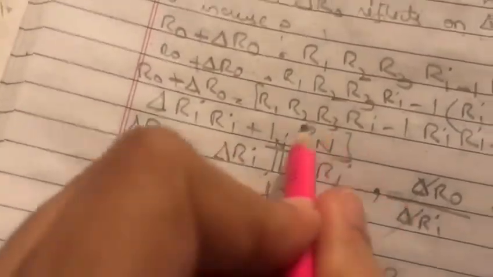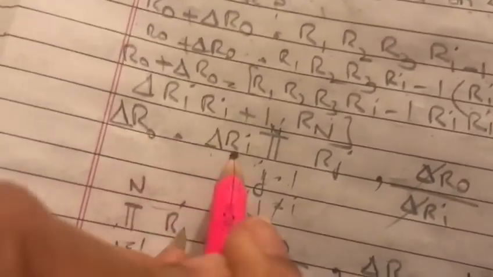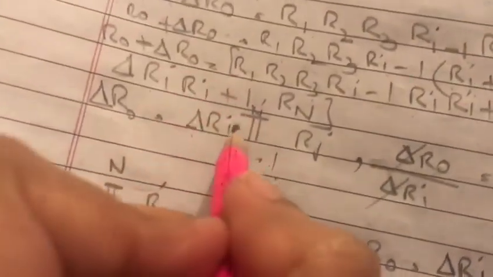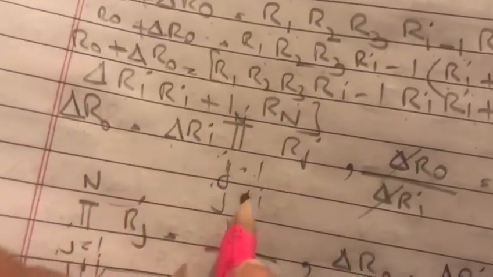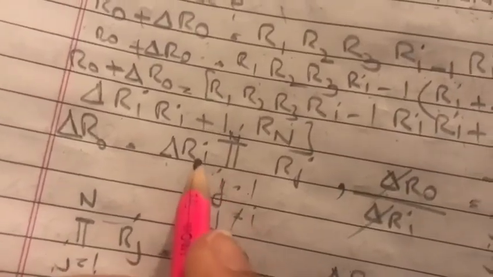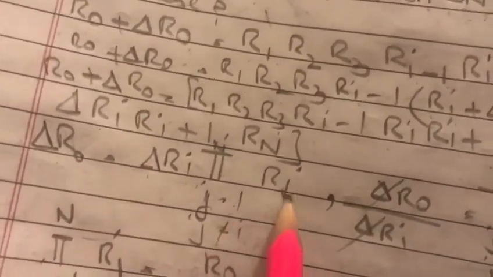So we have another form to represent this whole equation, since it's quite lengthy. We can represent it in this form also. What we write now is delta R0 equals delta Ri times the product from j going from 1 to n, where j is not equal to i. So j goes from 1 to n, j not equal to i, of Rj.